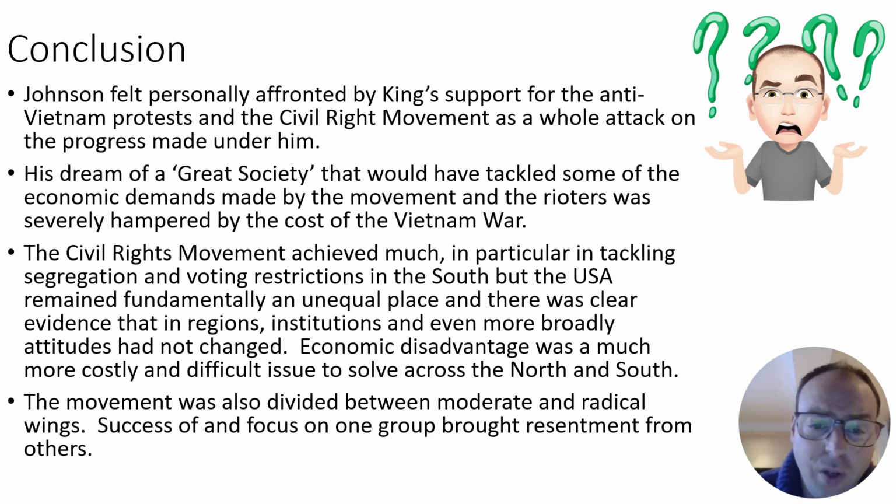The movement itself also became divided between moderate and radical wings. I mean, it had been divided between moderate and radical wings before. We see a shift, so we move away from the division of Malcolm X and King, and then this growth of the movement towards Black Power under Stokely Carmichael. And we'll see that develop as we go into the late 60s and into the 70s.